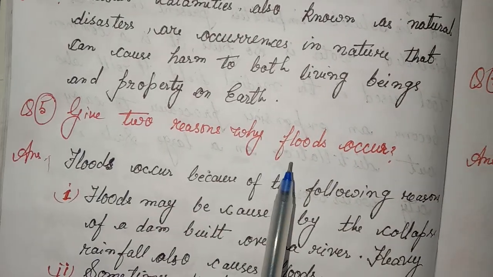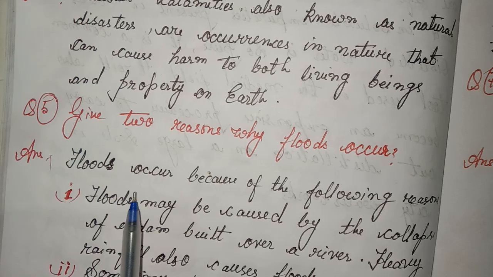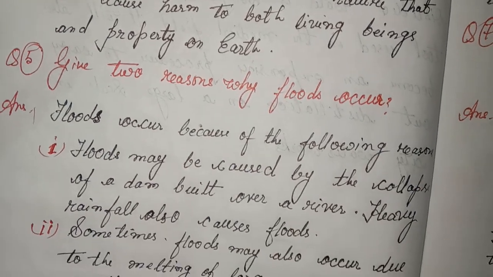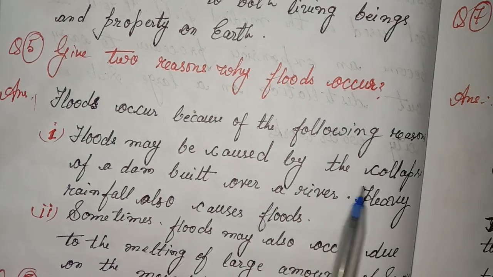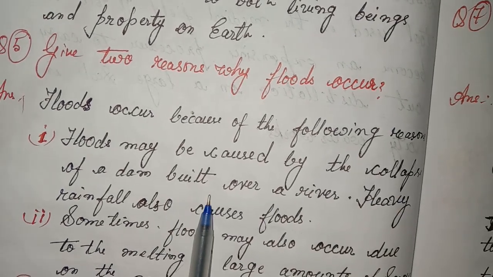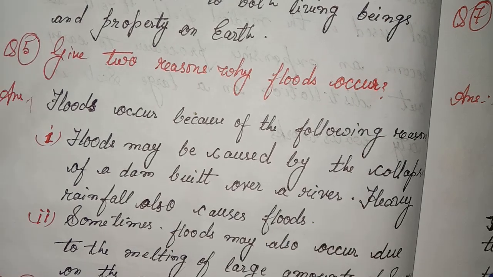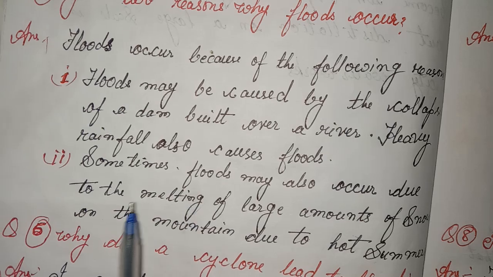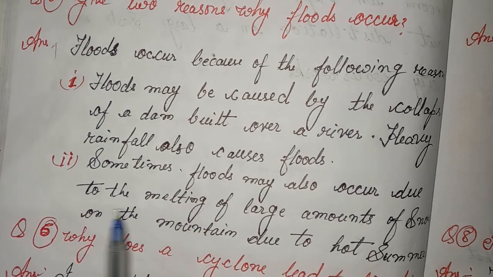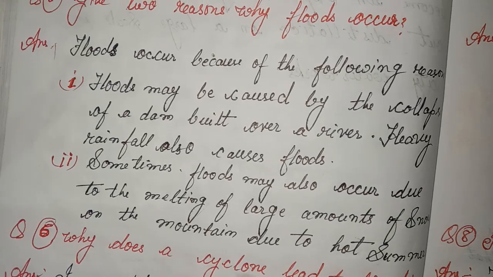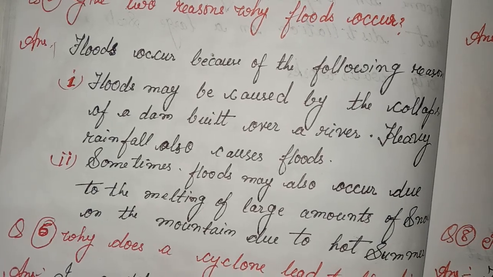Give two reasons why floods occur. Answer. Floods occur because of the following reasons. First, a flood may be caused by the collapse of a dam built over a river. Heavy rainfall also causes floods. Second, sometimes floods may also occur due to the melting of a large amount of snow on the mountains due to hot summer.